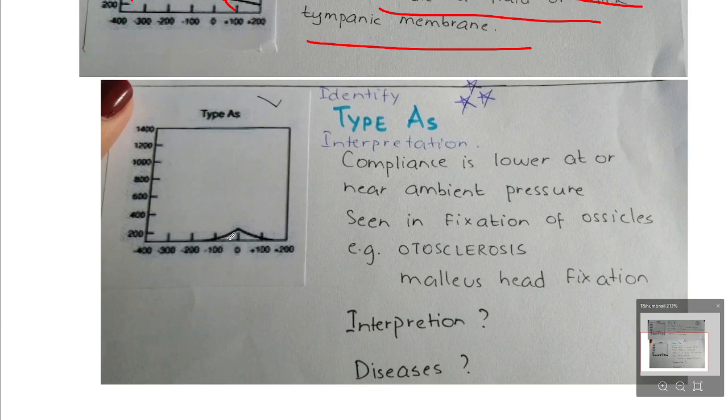This one is normal but stiff. It is a small one. If it was normal, then it should be at 600. Okay, see, it is not, it is at 200. So it is the AS type, and it can be seen in otosclerosis or malleus head fixation.